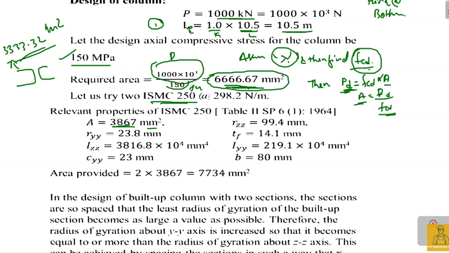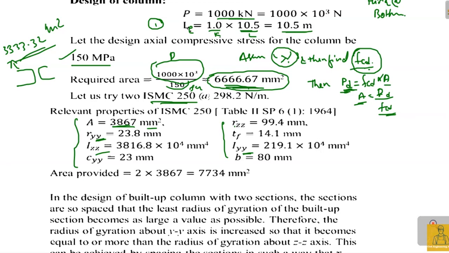I have taken a fairly high area, a little bit higher area. And these are the section properties: RZZ, radius of gyration about ZZ, and this is about YY. Moment of inertia about YY and ZZ. So these are the properties of the individual channel section, not the built-up section.